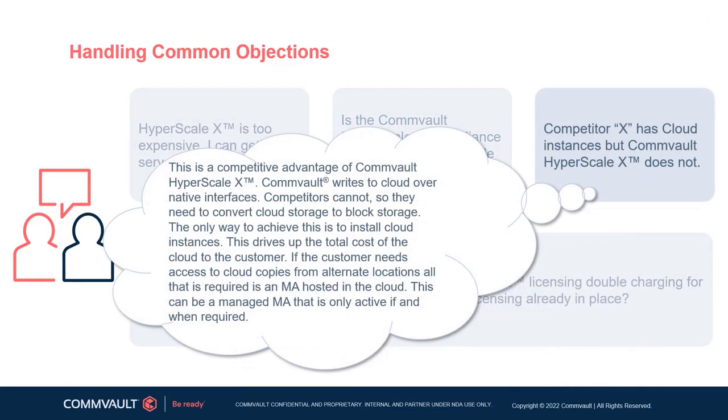Competitor X has cloud instances, but Commvault Hyperscale X does not. This is a competitive advantage of Commvault Hyperscale. Commvault writes to cloud over native interfaces. Competitors cannot, so they need to convert cloud storage to block storage. The only way to achieve this is to install cloud instances. This drives up the total cost of the cloud to the customer.